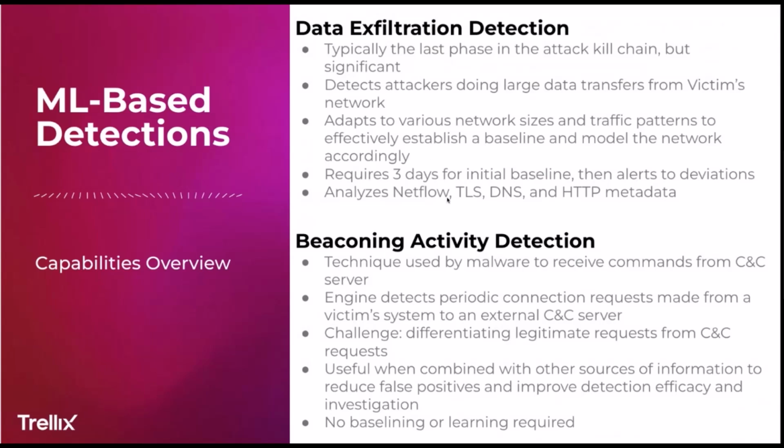So data exfiltration is one of the initial three ML-based detections that we've ported up to the NDR platform. And so this is really detecting data exfiltration. It does require 3 days for an initial baseline, and it analyzes NetFlow, TLS, DNS, and HTTP metadata. Beaconing. This is one of those things where attackers use beaconing to be able to receive commands from CNC. So our engine will detect the periodic connection requests from a victim system to an external CNC server, and does not require any baselining or learning.